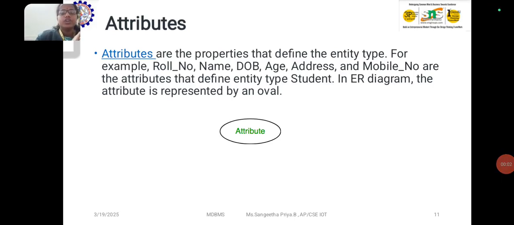Good morning everyone. In the last video we discussed the entity and its types, the strong entity and the weak entity. In this video we are going to discuss the attribute.